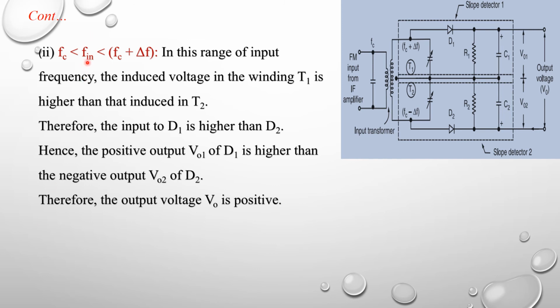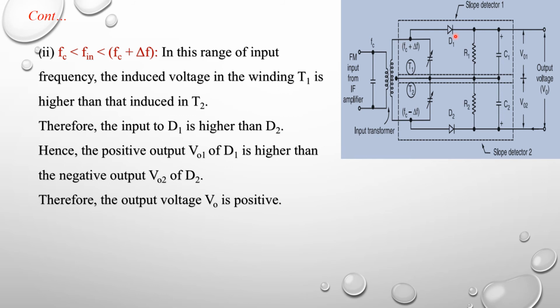In case 2, input frequency is greater than carrier frequency and less than Fc plus delta F. So for example, you take carrier frequency equal to 10 kilohertz and Fc plus delta F equal to 15 kilohertz. The input frequency is in between 10 kilohertz and 15 kilohertz. So in this range of input frequency, the induced voltage in the winding T1 is higher than that induced in T2. Therefore the input to diode D1 is higher than the diode D2.